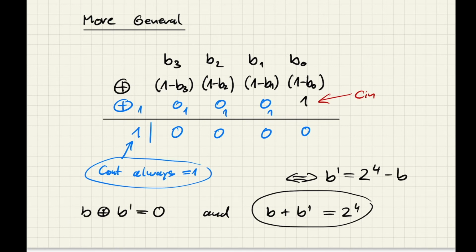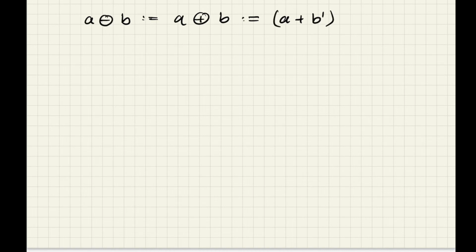Now we can use that to show why this inversion of cout always indicates whether we have an overflow for the subtraction. We define the 4-bit subtraction, this circled minus, as a 4-bit addition with this circled plus, and this in turn is defined as A plus B prime, this is an integer addition, mod 2 exponent 4. And now this equals A minus B plus 2 exponent 4, and this mod 2 exponent 4.